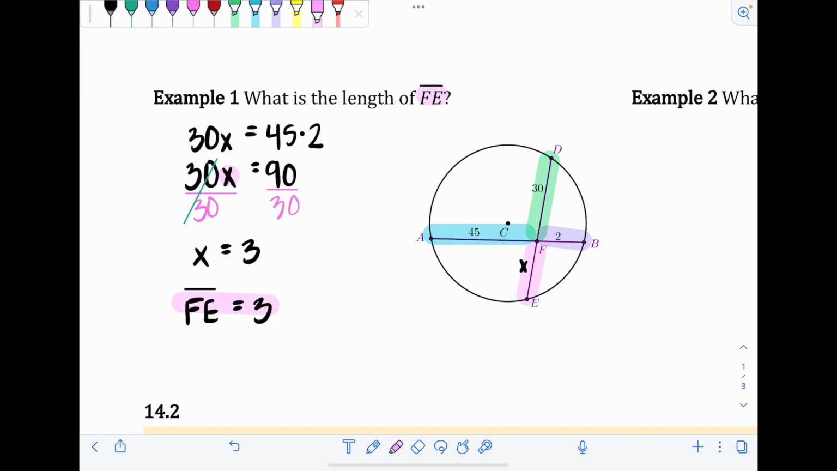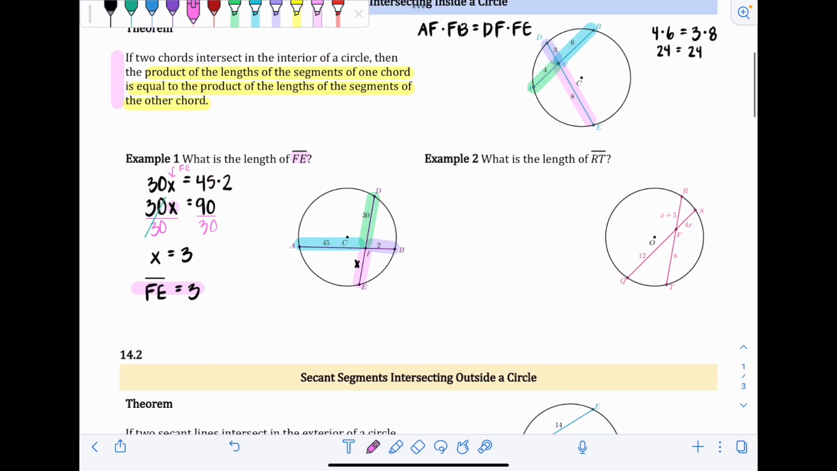And when I say you can label it as X or you can just leave it as FE, what I mean by that is, when you wrote your original equation, if you wanted to just do 30 times FE instead and leave that as your variable, you could also do that if it helps make more sense. That was weird.